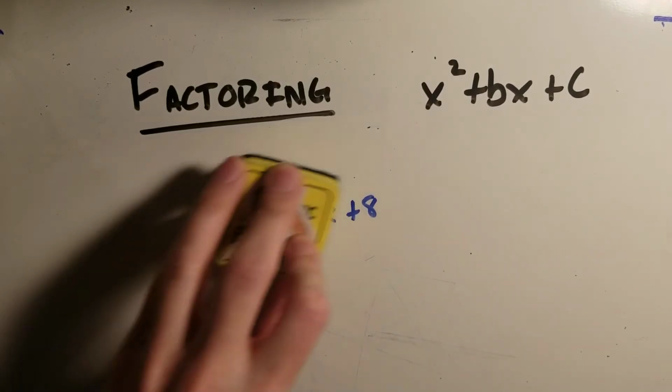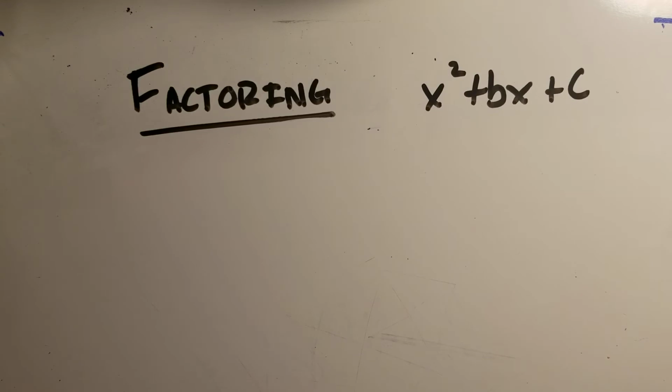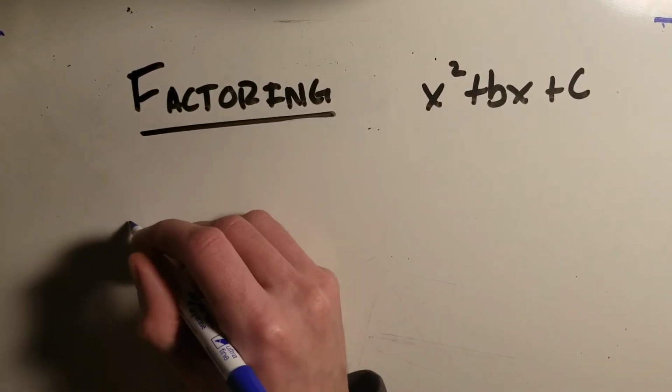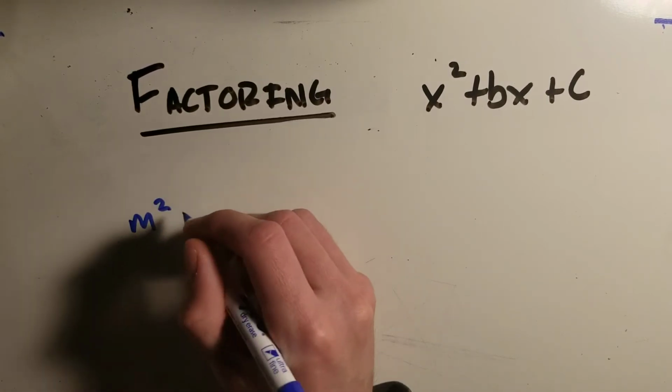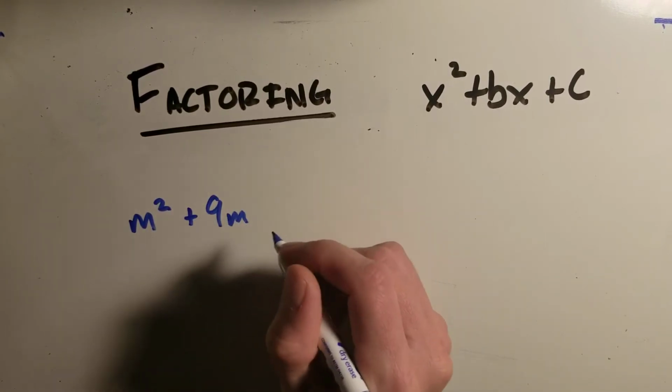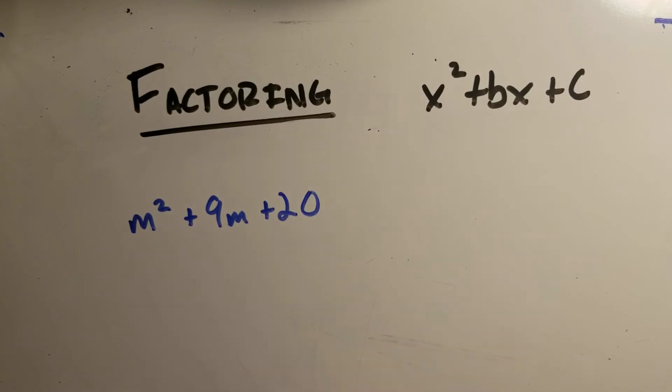And when we do our next example, I'll show you a nice way, if you're having trouble, to set things up, a little table you can make. So our next example, we have m squared plus 9m plus 20. Now from what we just did, you might recognize really quickly what the answer is.